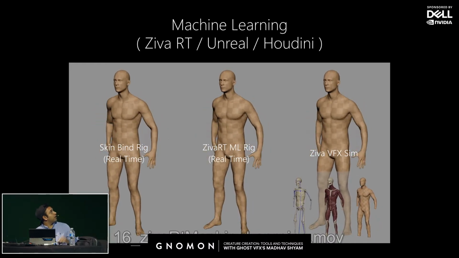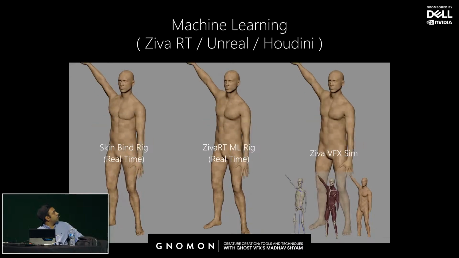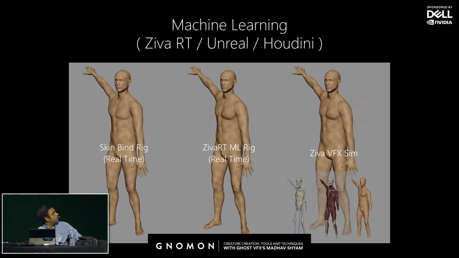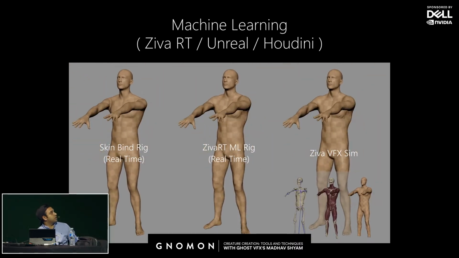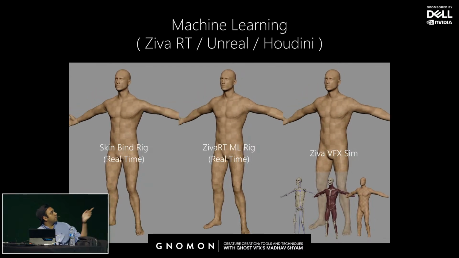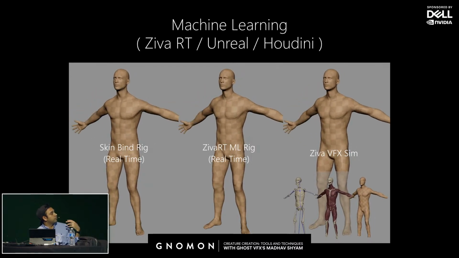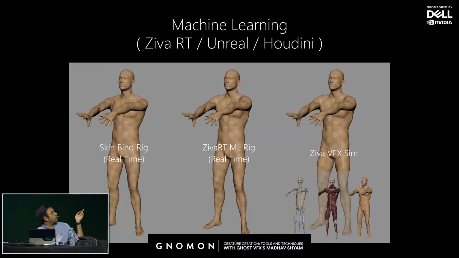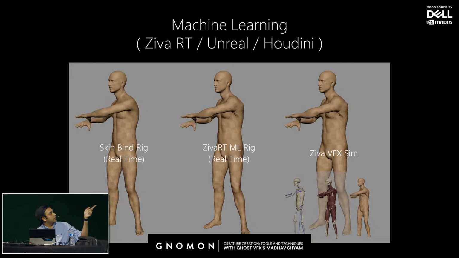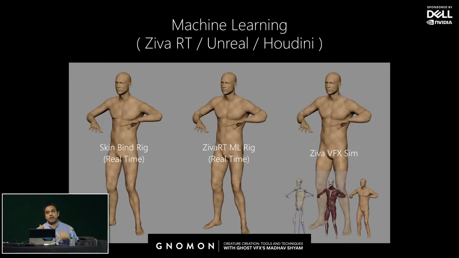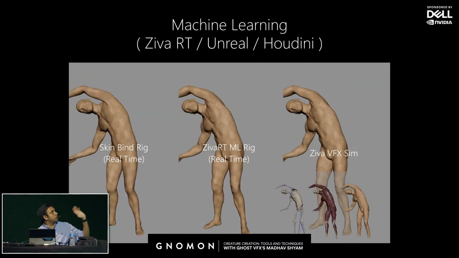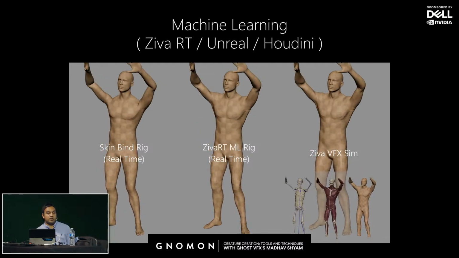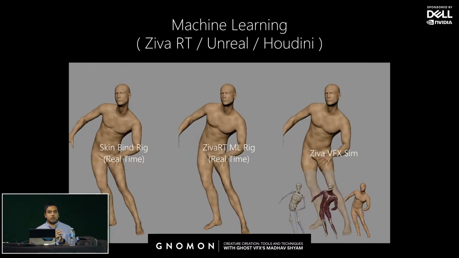Here I have essentially a bind character on the left that works in Maya's viewport. On the right side, I have the Ziva full simulation, and in the middle, I have a machine learned rig, where what the system essentially does is it compares the differences between the bind rig and the simulation deformation, and it bakes all of that difference into the joints. What's really great about that is the machine learned rig is working in real time.